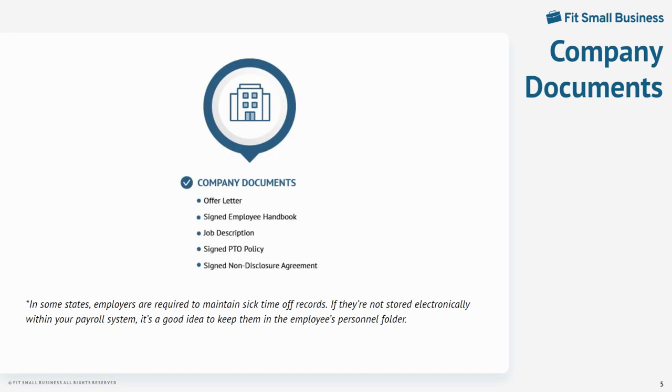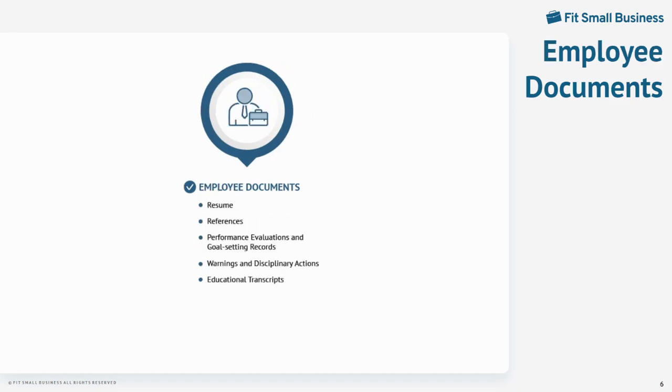Note that in some states, employers are required to maintain sick time off records. If they're not stored electronically within your payroll system, it's a good idea to keep them in the employee's personnel folder. While you don't have to keep every document in an employee personnel file, it is a good practice to keep documents that are collected upon hire. Additionally, any written performance documents should be kept in a personnel file, as well as the following employee records: job application, resume, references, performance evaluations, warnings and other disciplinary actions, educational transcripts, and goal setting records.